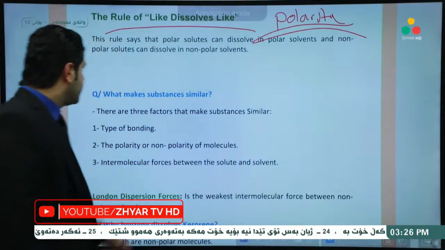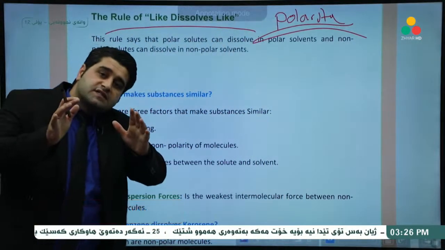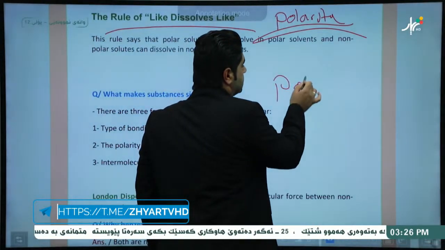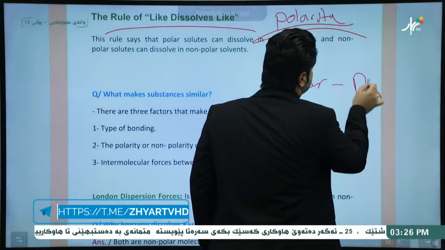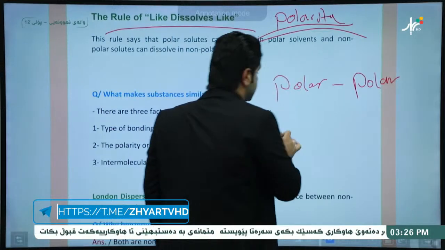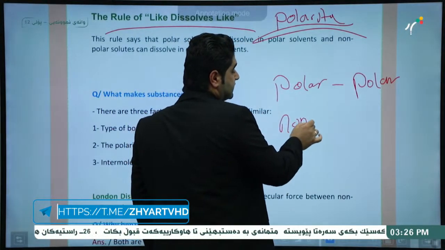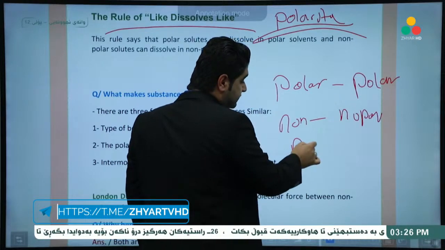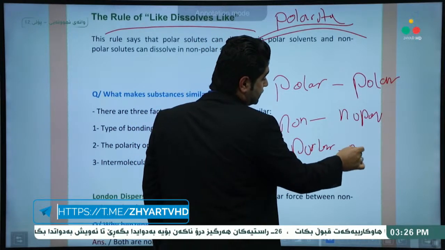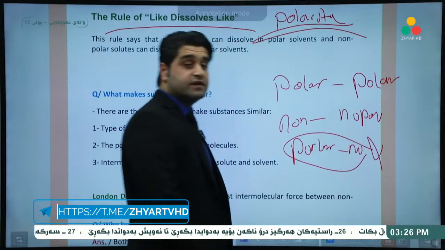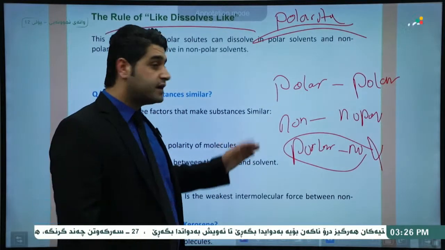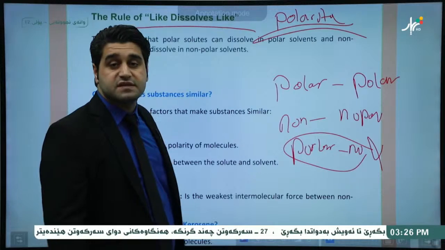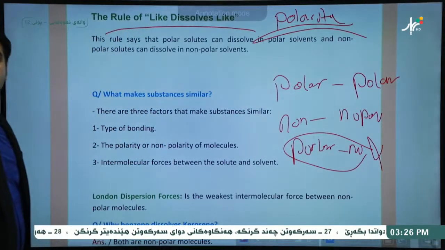Look, polar compounds can dissolve in polar compounds. Non-polar compounds can dissolve in non-polar compounds. But what about polar and non-polar? No, there will be no dissolution process. So polar with polar, non-polar with non-polar. Polar can be miscible with polar, non-polar can be miscible with non-polar.